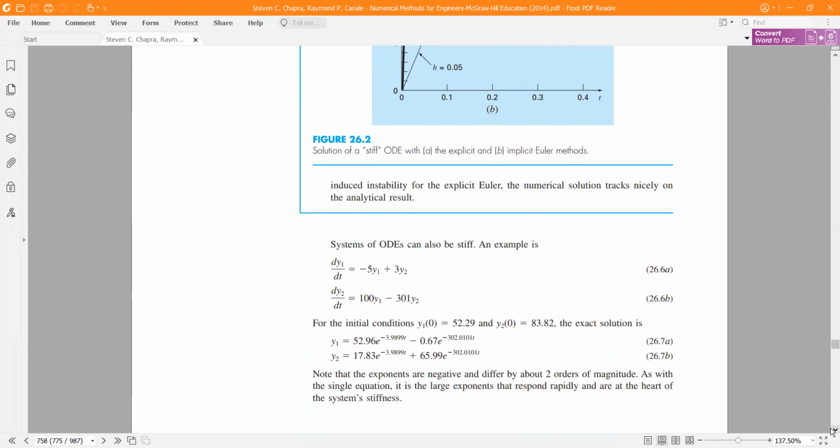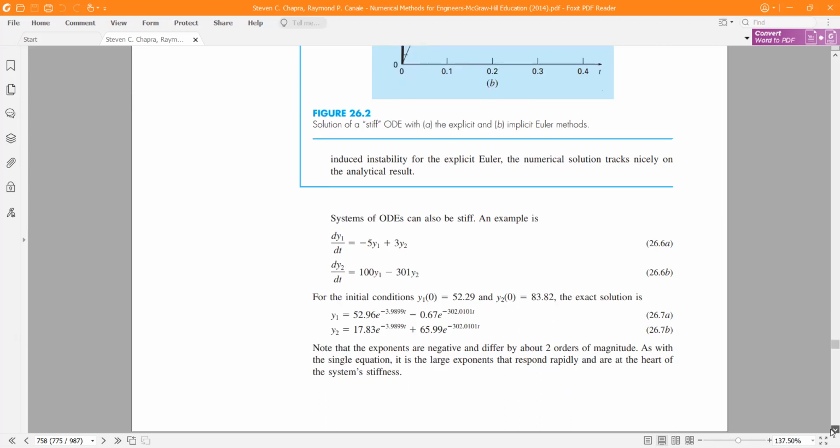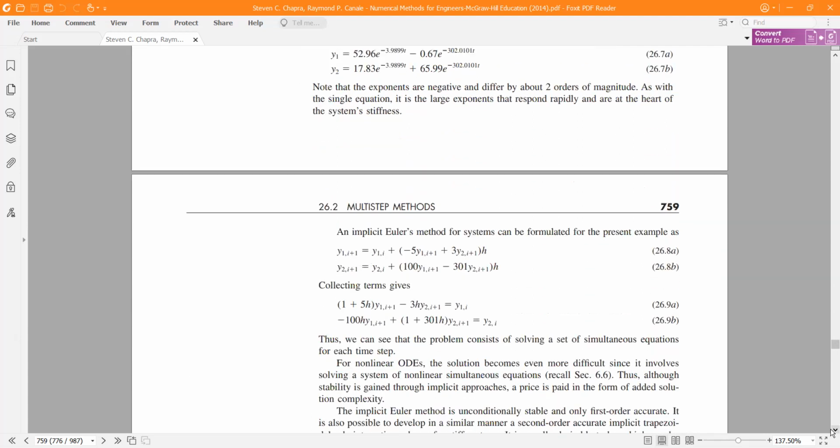Now, how to apply this algorithm to simultaneous differential equations? If you have a simultaneous equation, I have illustrated one in the earlier days. We will have two equations that are coupled to each other. Then you can apply your implicit Euler algorithm to both of your equations. Then your equation will take this form, 26.8. You can see that on both sides, in y, the first subscript is the variable subscript, and the next subscript is the time step.